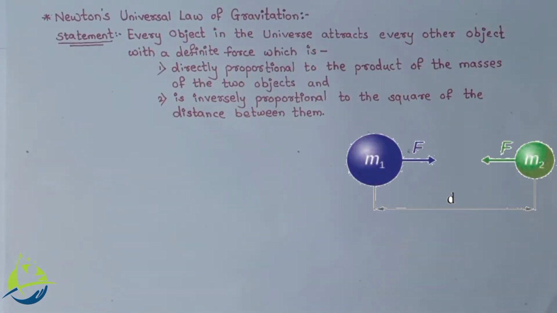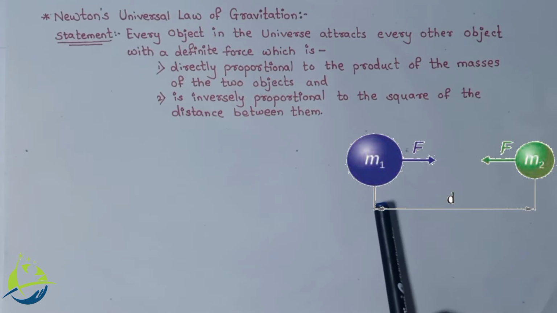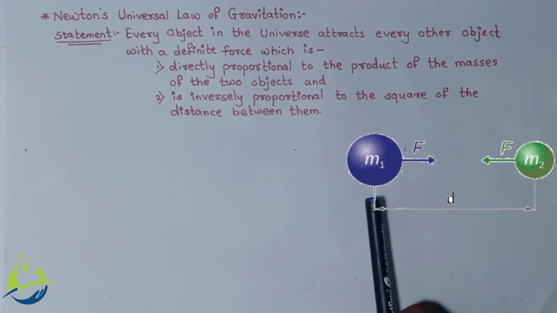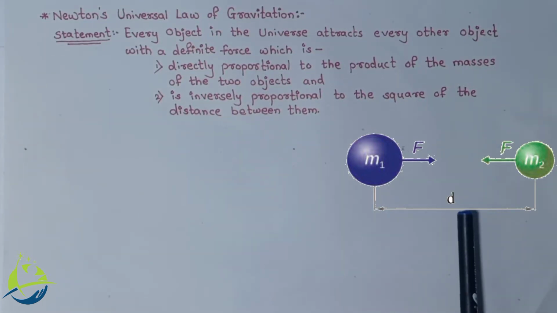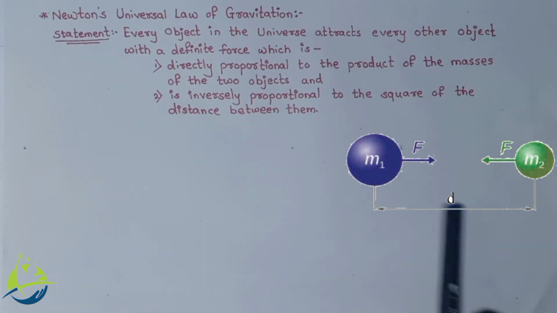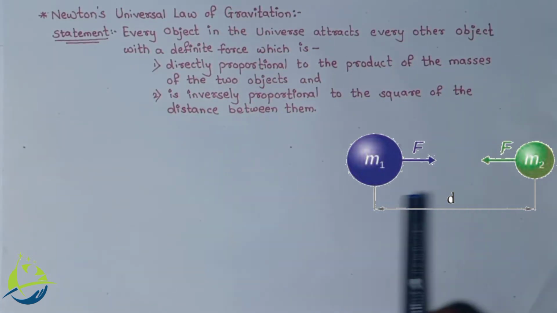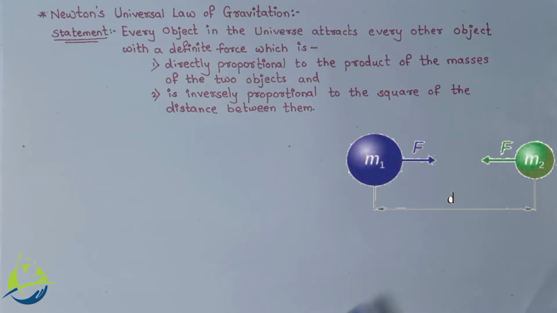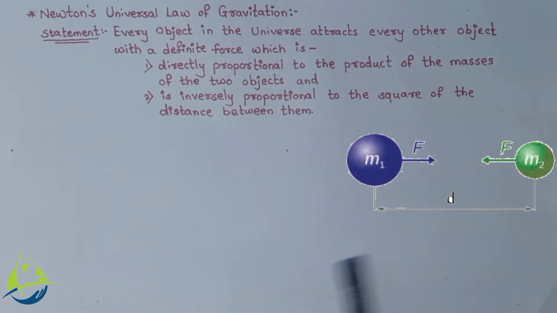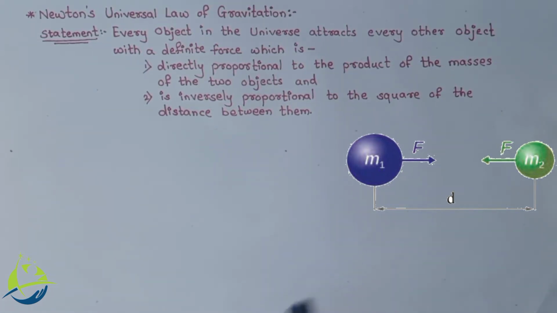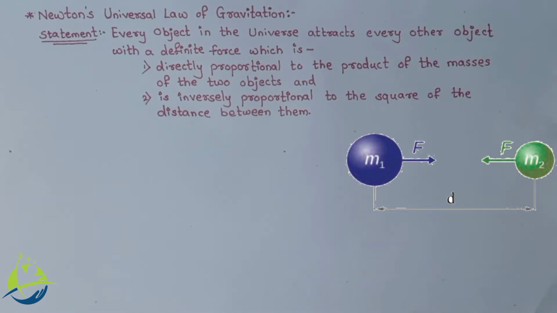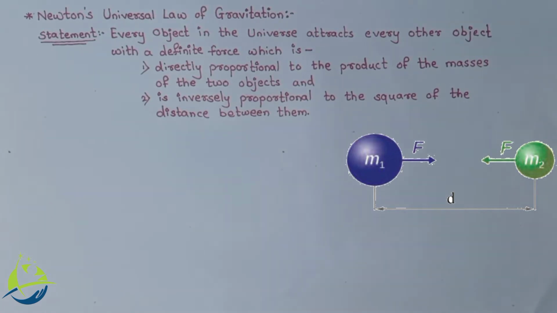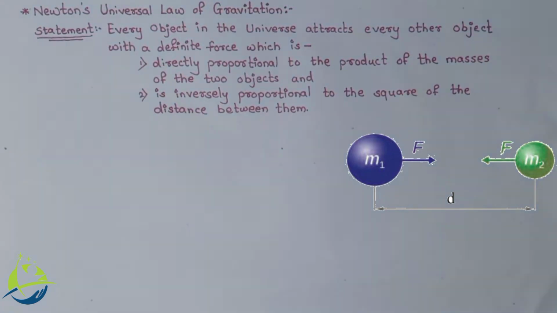See, this is the diagram. Here it is shown that there are two objects. First object mass m1, second object mass m2. They are having a force of attraction. See, both of the forces are attractive forces. Both forces are approaching towards each other. Therefore, they are attractive forces. Okay. Now, let us start with our formula.